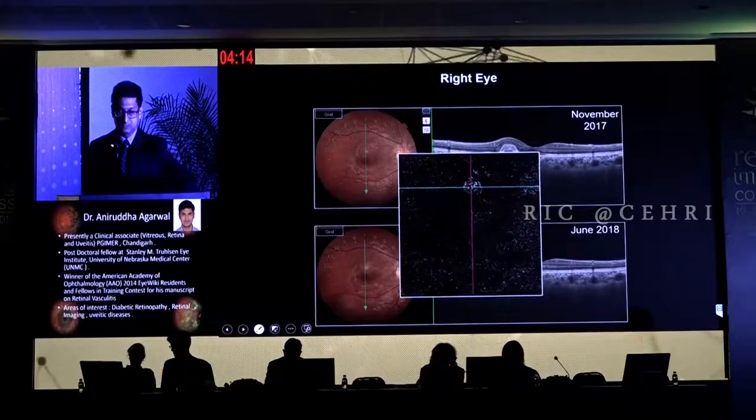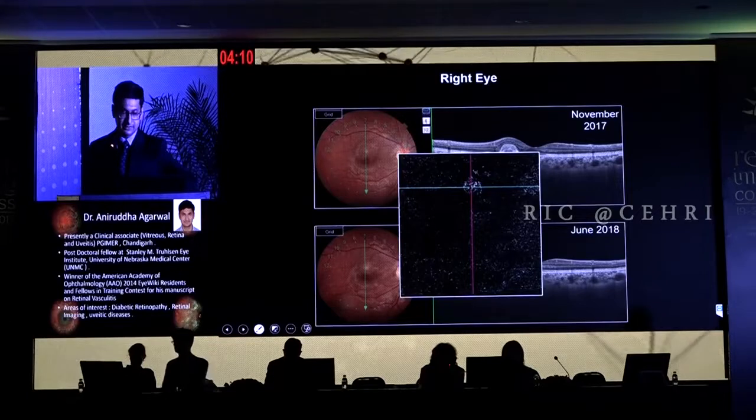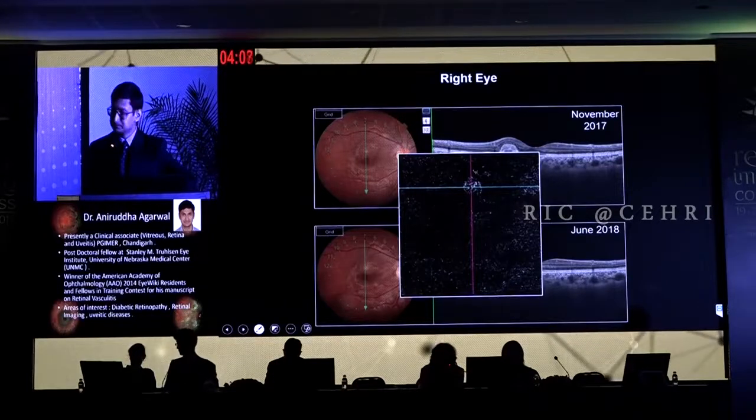This is the autofluorescence of the patient. But what's very interesting is we've seen this patient in November 2017 and again in June of 2018. And as you can see on the OCT, there's really nothing much, no appreciable change over this period. This is what she has in June of 2018. So on the OCT angiography, you can see this kind of a network here.